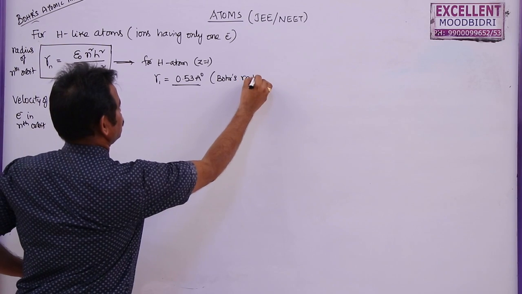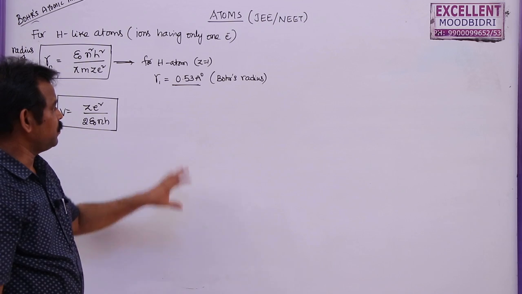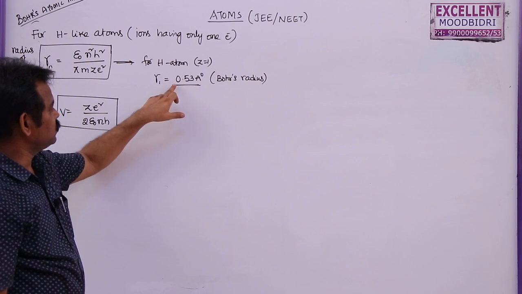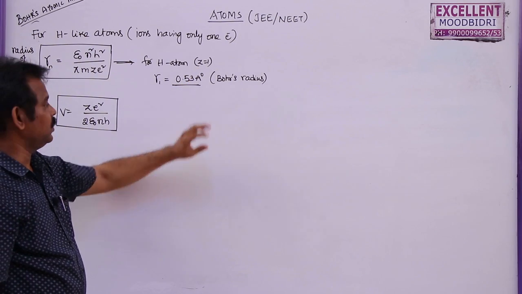That is, the radius of the first orbit of hydrogen is called Bohr's radius, which is equal to 0.53 angstroms. That is 0.53 into 10 power minus 10 meters.